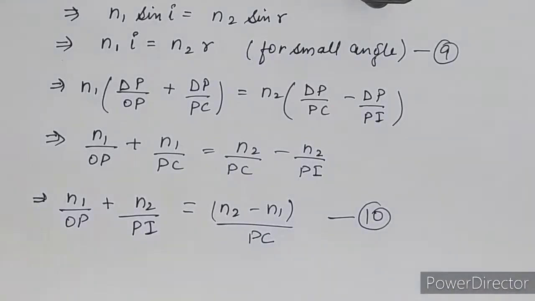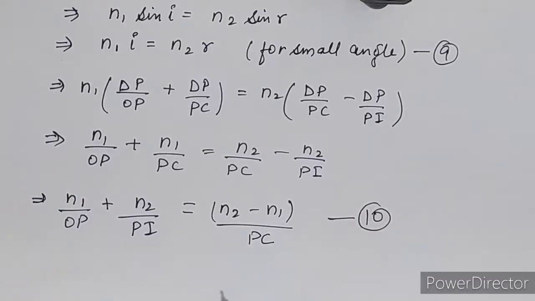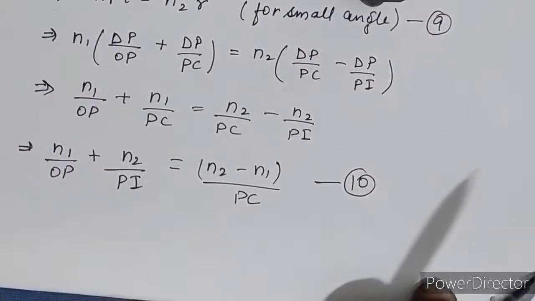Okay, and if we are using the Cartesian coordinate sign convention, then you know that the object is always on the negative side and the image is on the positive side. PC behaves as the radius of curvature, so it is also on the positive side. So we have used the sign convention of Cartesian coordinates.